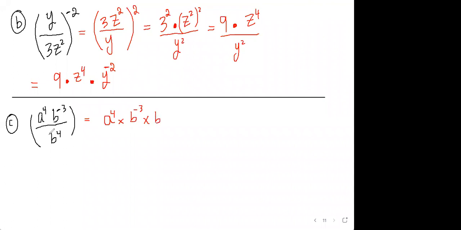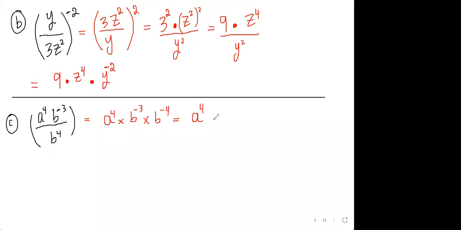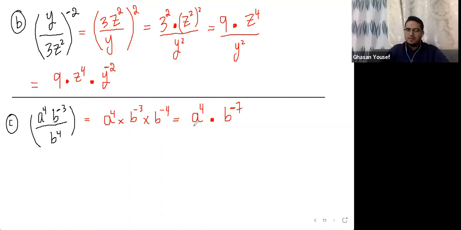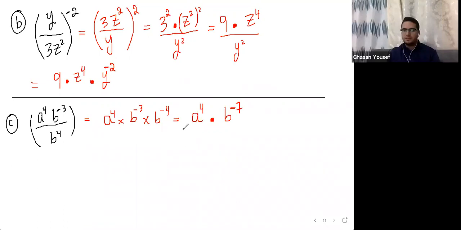But we move it from the denominator to the top. Negative, right? Yes. When we move from down to up, we change the sign. So it would be negative. Now, what is the answer after we simplify? A to the fourth times, would it be negative 7? Negative 7, exactly. This is the answer. So the answer is A to the power 4 times B to the negative 7.